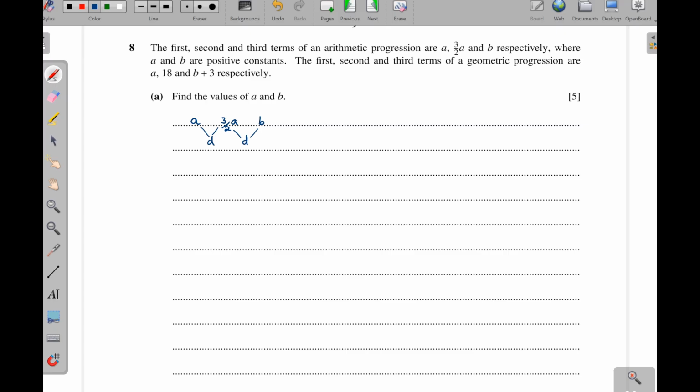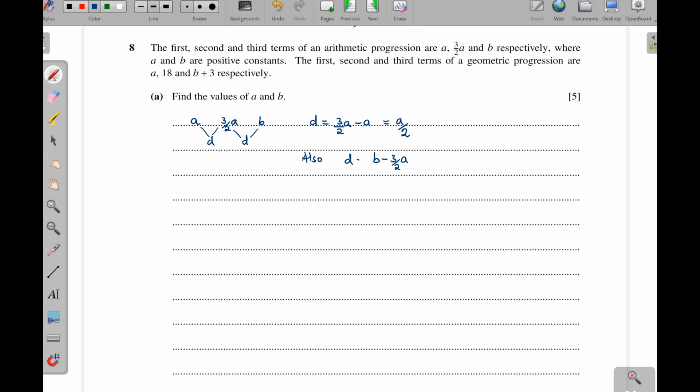So this D can be equal to the second term minus the first term, right? What does this one give us? This is 3A over 2 minus 2A over 2, that will be A over 2. You see that? And also B minus 3 over 2 of A will also give us the D, not so? So it will also give us the D.